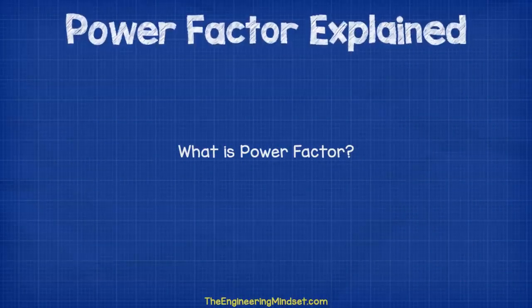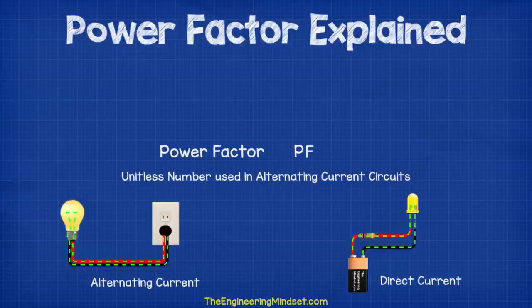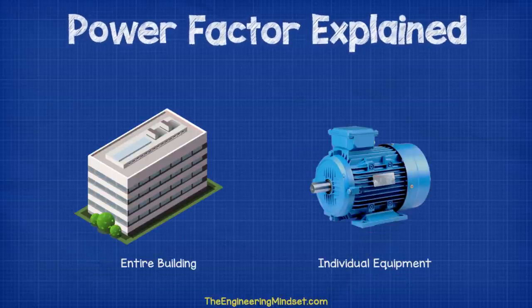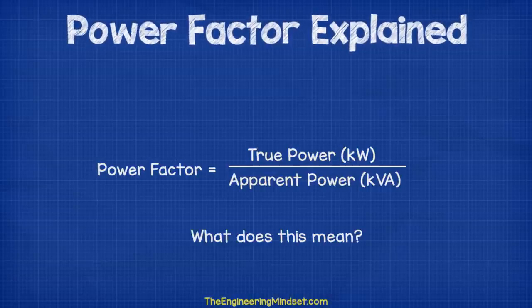So what is power factor? Power factor is a unitless number used in alternating current circuits. It can be used to refer to a single piece of equipment such as an induction motor, or for the electricity consumption of an entire building. In either case, it represents the ratio between true power and apparent power, the formula being PF equals kW divided by kVA. So what does that mean?